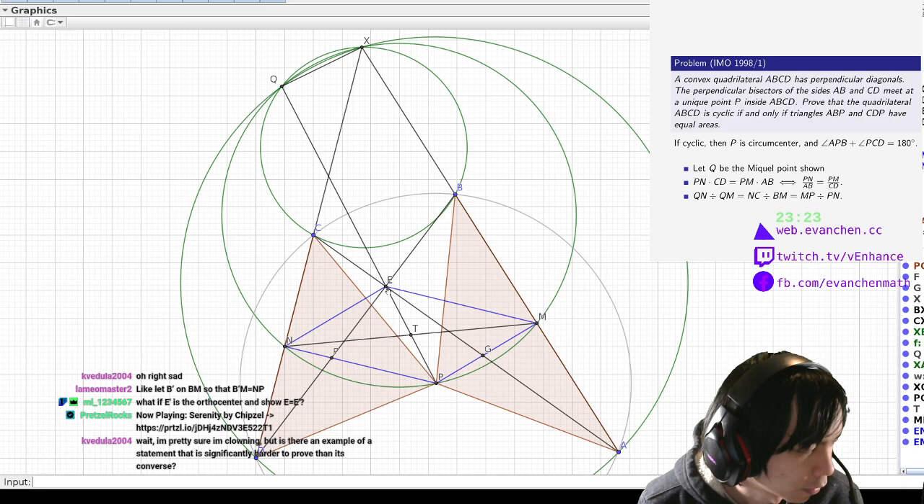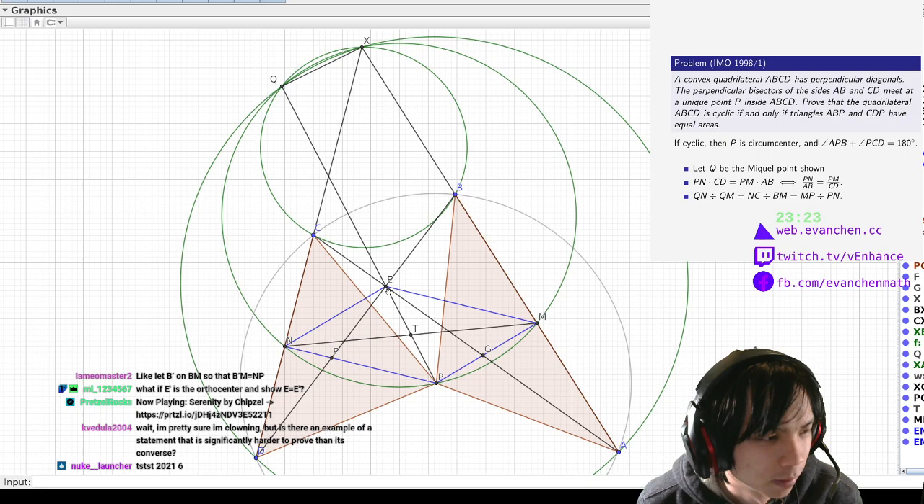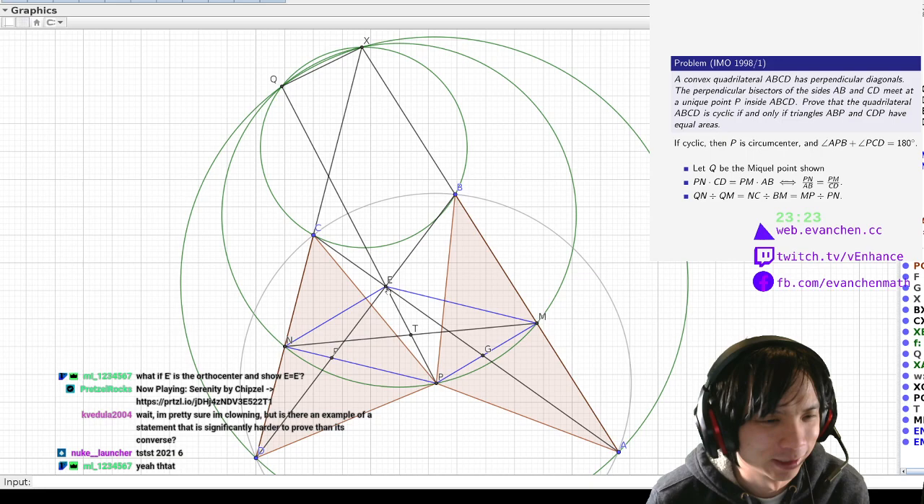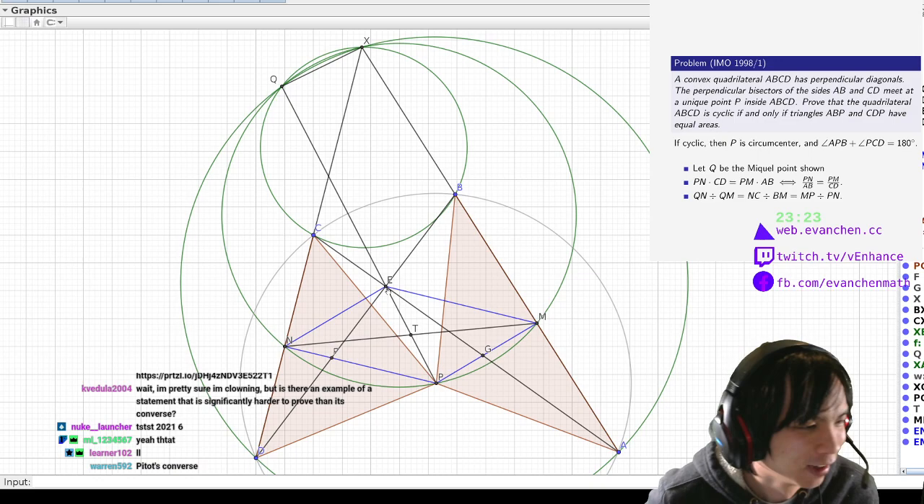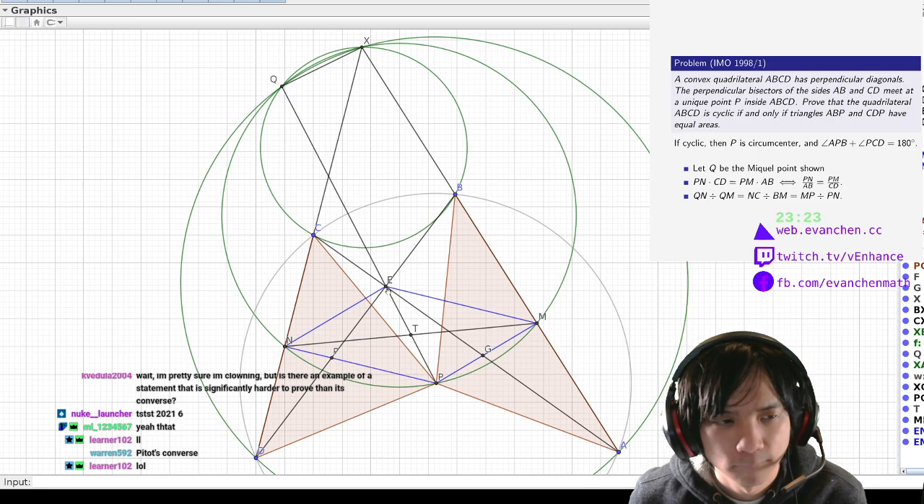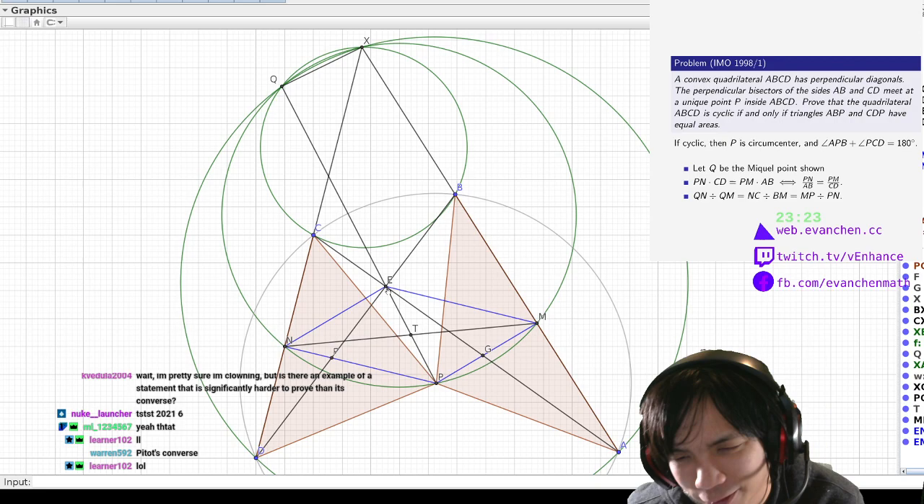I'm pretty sure I'm clowning, but is there an example of a statement that is significantly harder to prove than its converse? I mean, yeah, that problem. Also, for example, this problem. There are examples, they're rare, but they exist. But we've been here for a while. Oh man, I don't know what I'm missing. This is an IMO 1.